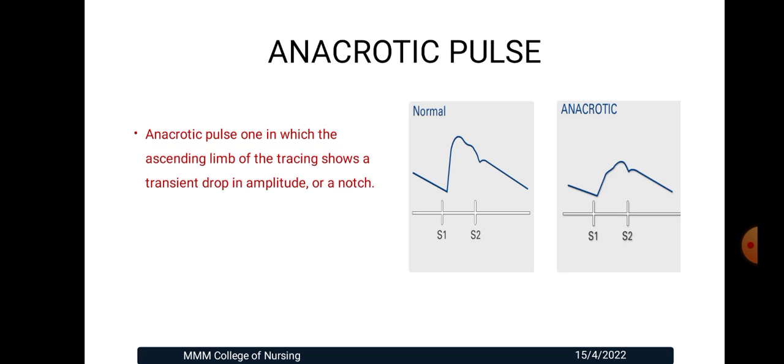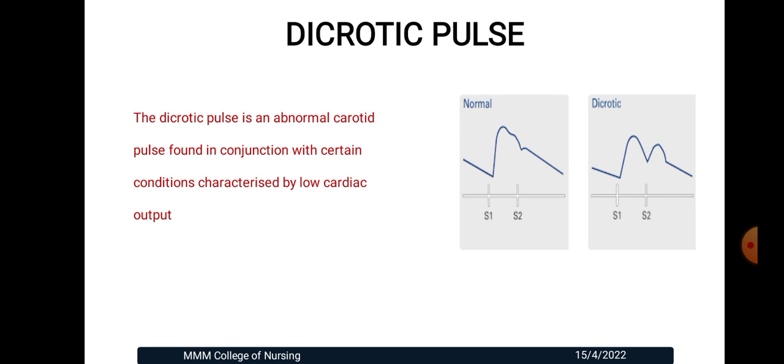And coming to the anacrotic pulse, we'll see in the picture, this is a normal pulse. And coming to the anacrotic, an anacrotic pulse is one in which the ascending limb of the tracing shows a transient drop in amplitude or a notch. Coming to the dicrotic pulse, this is a normal and this is a dicrotic pulse. The dicrotic pulse is an abnormal carotid pulse found in conjunction with certain conditions characterized by low cardiac output.